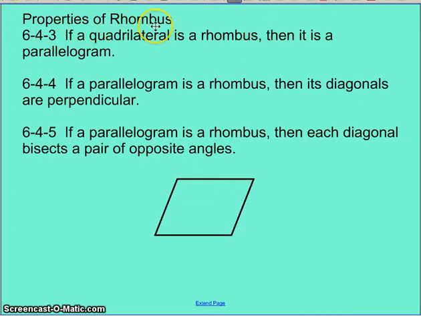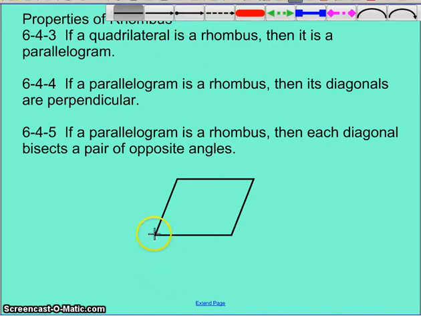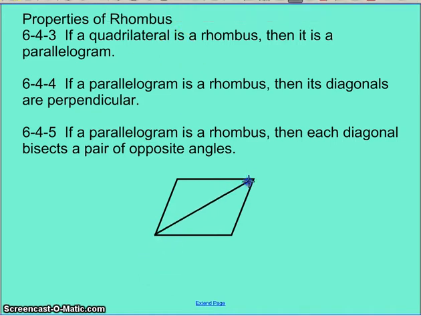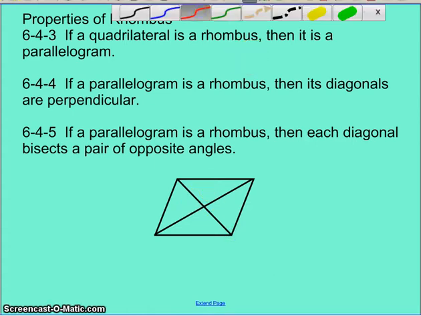Alright, properties of the rhombus. If a quadrilateral is a rhombus, then it is a parallelogram. If a parallelogram is a rhombus, then its diagonals are perpendicular. So that's something new here that the rhombus has. So if we draw these in here, notice that they're going to intersect and form a 90-degree angle right there at the intersection.